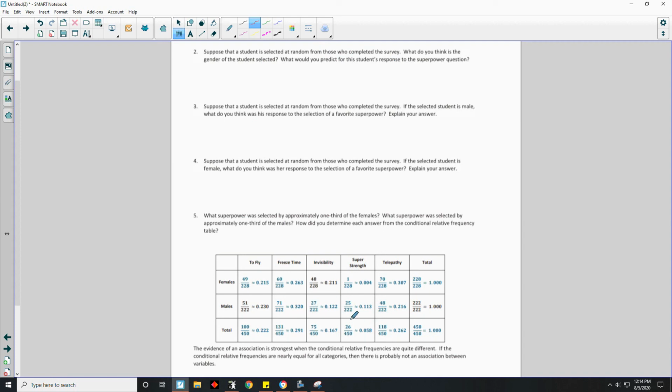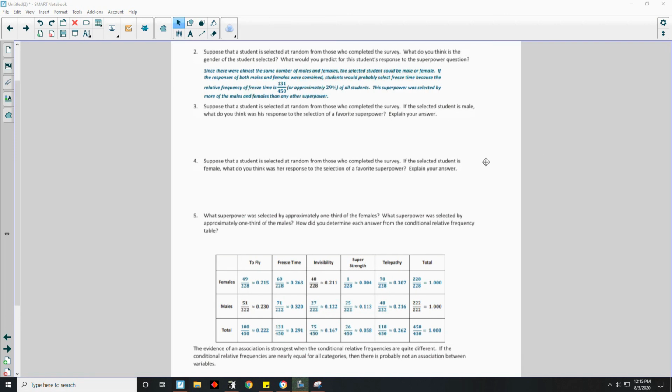So if I were to look at superpower question, then I would look at the percentages of the total. 22%, 29%, 16%, 5%, 26%. The biggest number there is the 29.1%, which is freeze time. Okay, so let's bring in the answer.